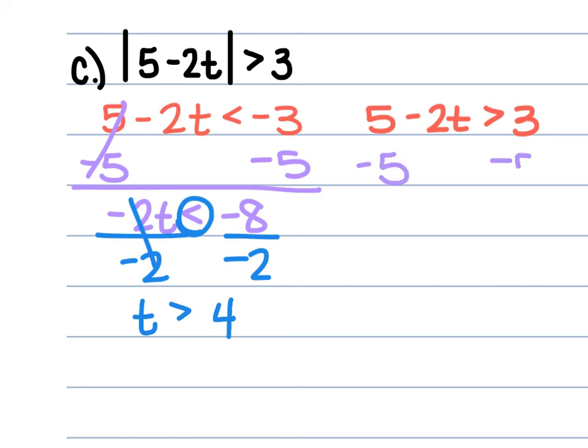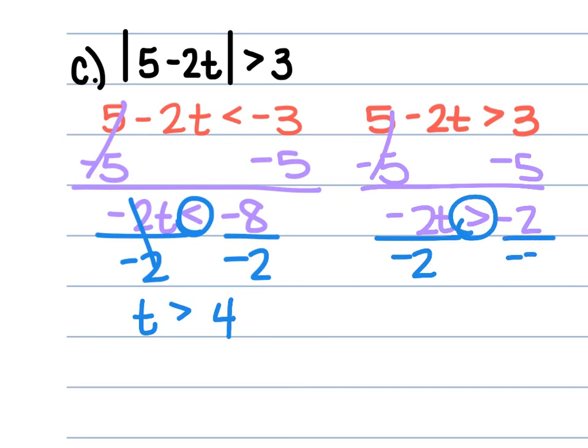Again, subtract that 5 from both sides. You get negative 2t is greater than negative 2. Then divide each side by negative 2, switch the sign. T is less than positive 1. So again, you have t is greater than 4 and t is less than 1.